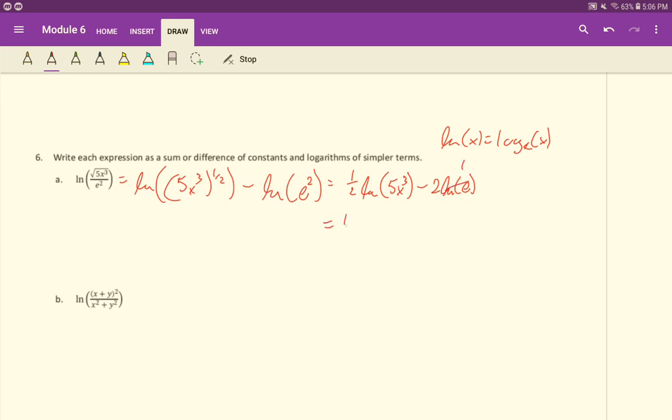Okay, and so we have 1/2, and we can break this up here too. So we have 1/2 the natural log of 5 because it's a product, plus the natural log of x to the third, minus 2 because it's 2 times the 1 there. So if we distribute here, we get 1/2 the natural log of 5. Bring the 3 out front as well. So it'll be plus 3/2 natural log of x minus 2. And there's our final answer.